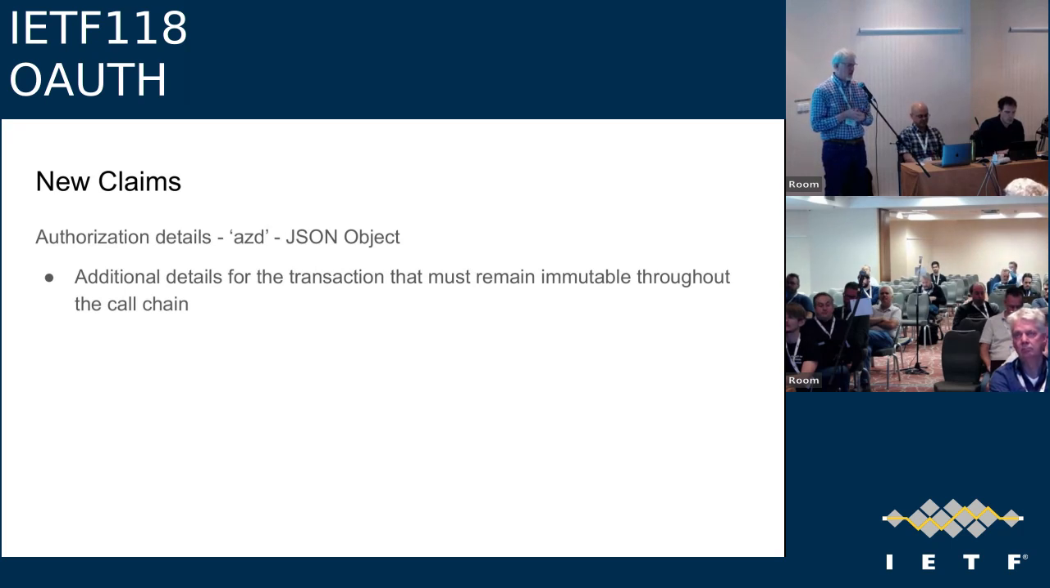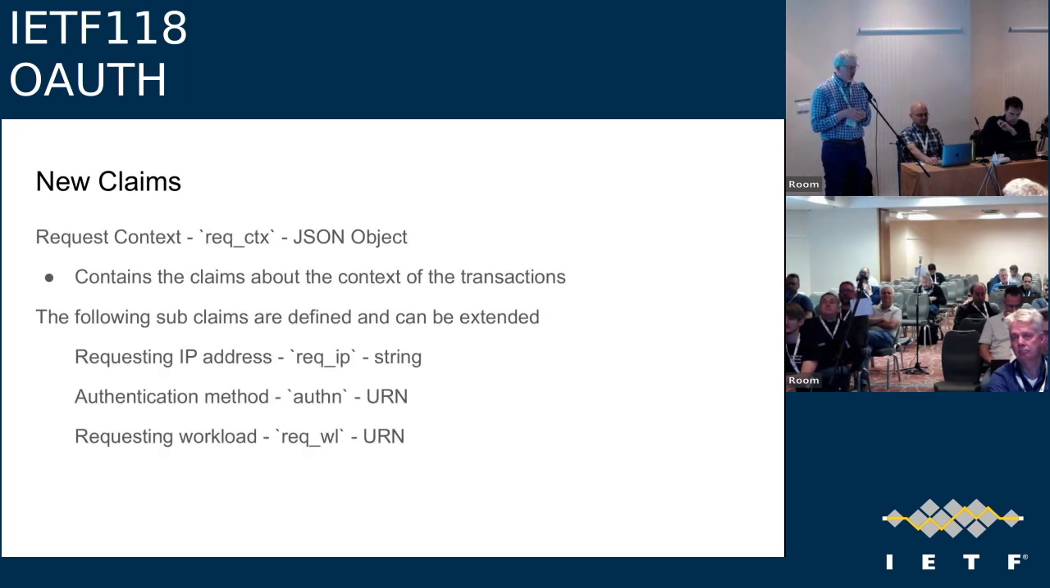There's also an authorization details claim. You can think of this as a little bit equivalent to RAR. If you have other details about the transaction that should be immutable, and you don't want some intermediate server to be able to change them, then you can put them in here. This does create some interesting aspects when you think about APIs and API driven backends. So I think there's some thought needed here, but this is the purpose of this claim. Next slide. And then we also added a request context object.